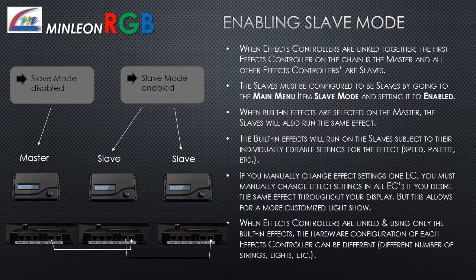Enabling slave mode. When effects controllers are linked together, the first effects controller on the chain is the master, and all other effects controllers are slaves. The slaves must be configured to be slaves by going to the main menu item Slave Mode and setting it to Enabled. When built-in effects are selected on the master, the slaves will also run the same effect. The built-in effects will run on the slaves subject to their individually editable settings for the effect.